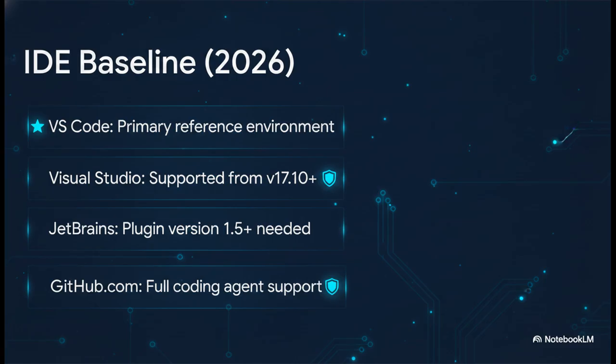But to actually use those MCP features, your environment has to be ready. For our 2026 baseline, Visual Studio Code is really our primary reference environment for full agentic workflows. However, Visual Studio and JetBrains also provide some seriously robust version-dependent support. It is incredibly important, and I can't stress this enough, to validate your specific IDE version against your team's runbooks before you standardize. Why? Because feature support, like custom agent pickers, can vary wildly depending on the setup.